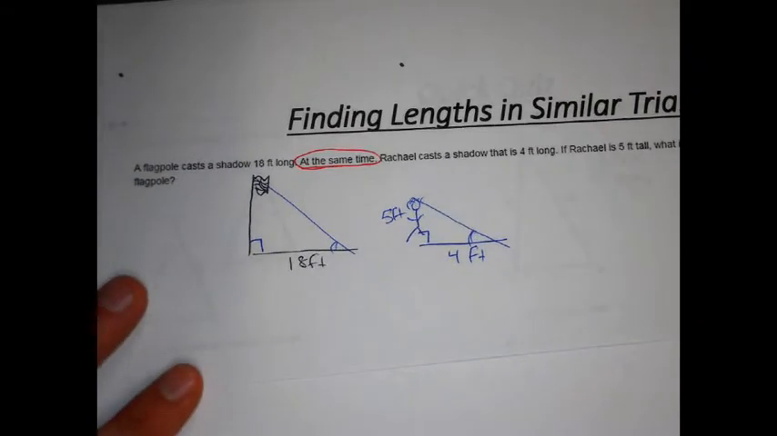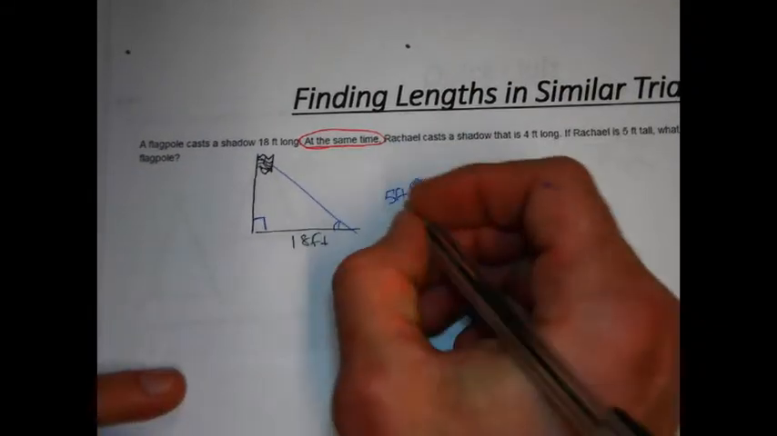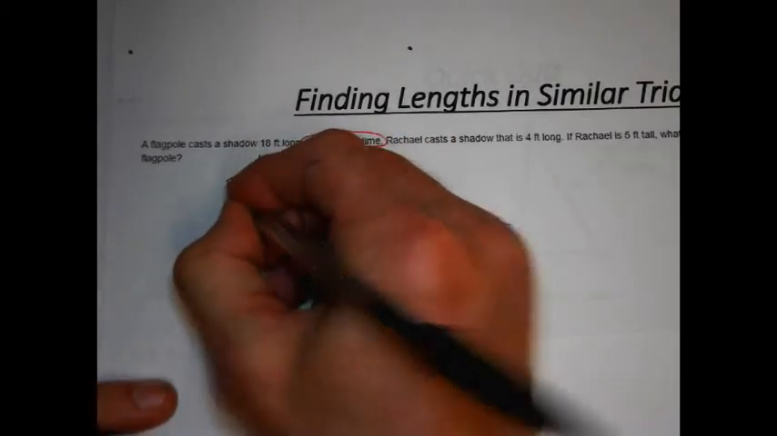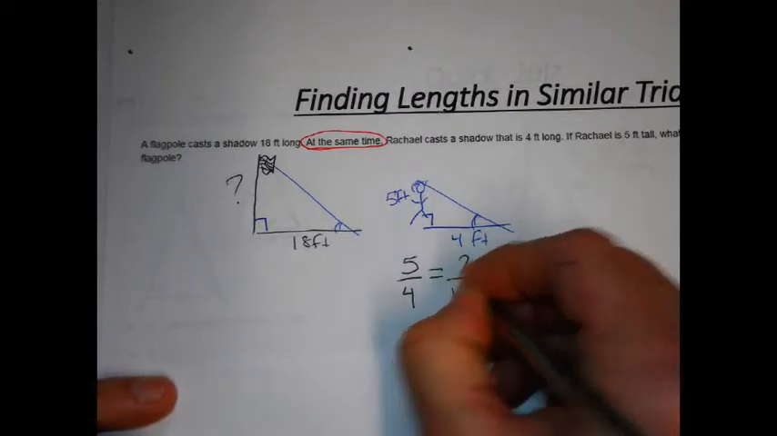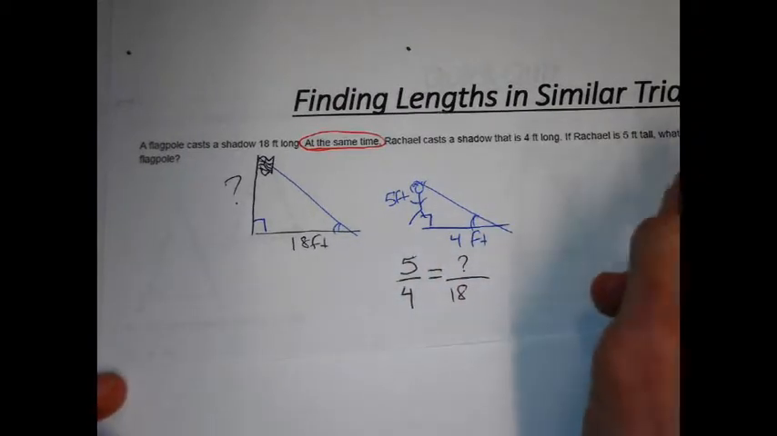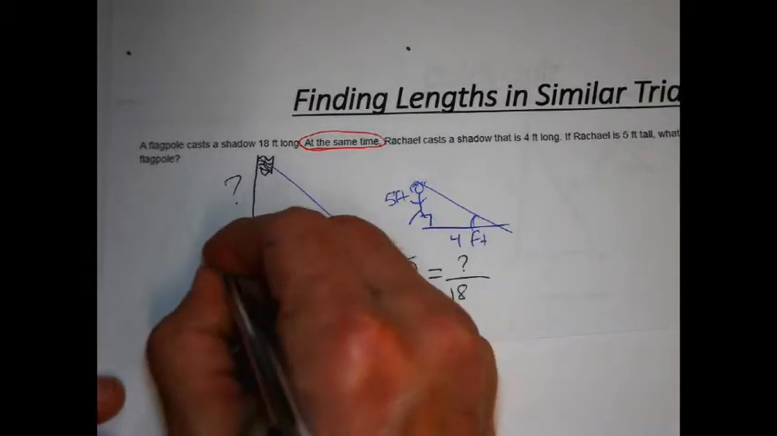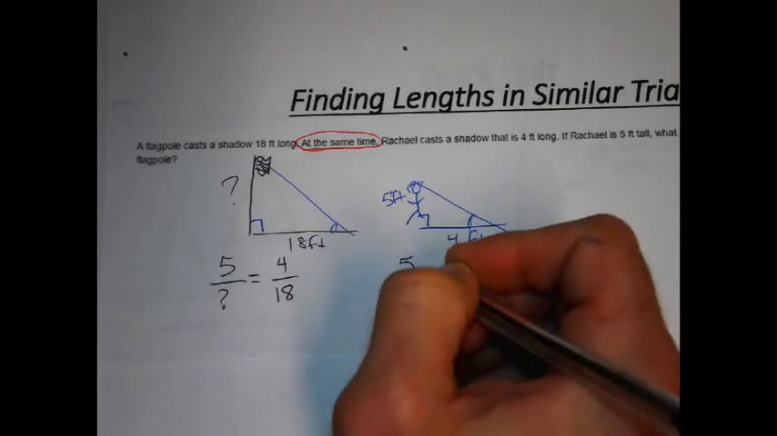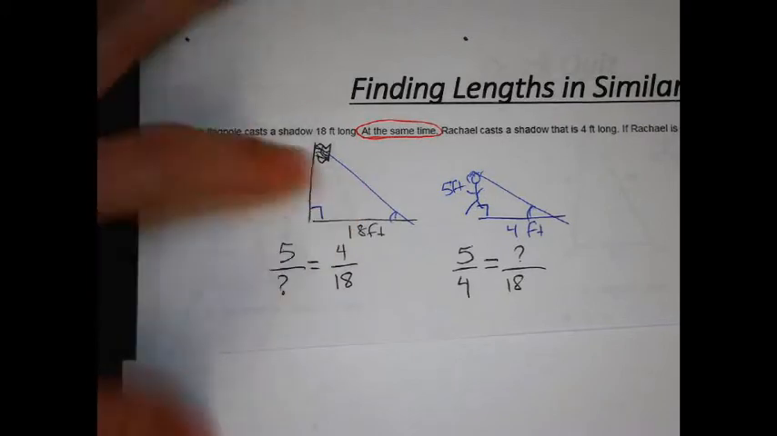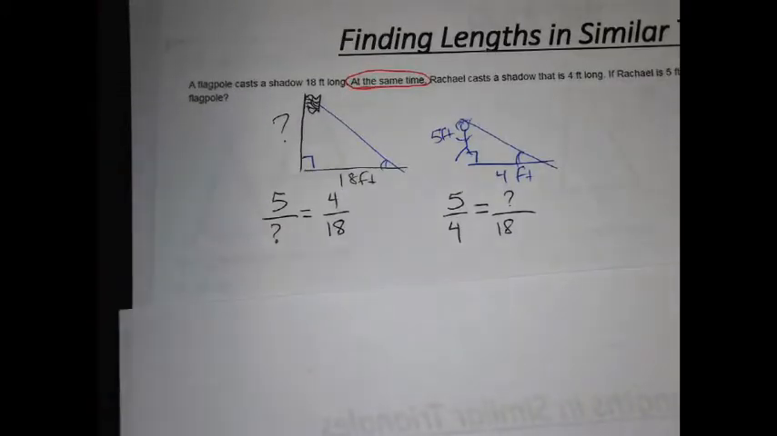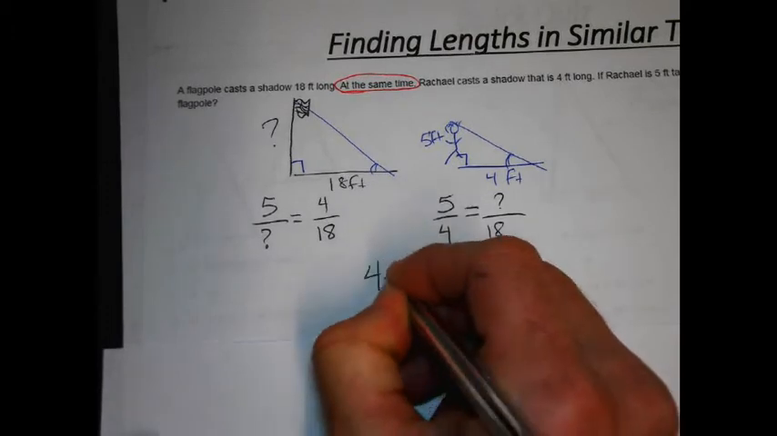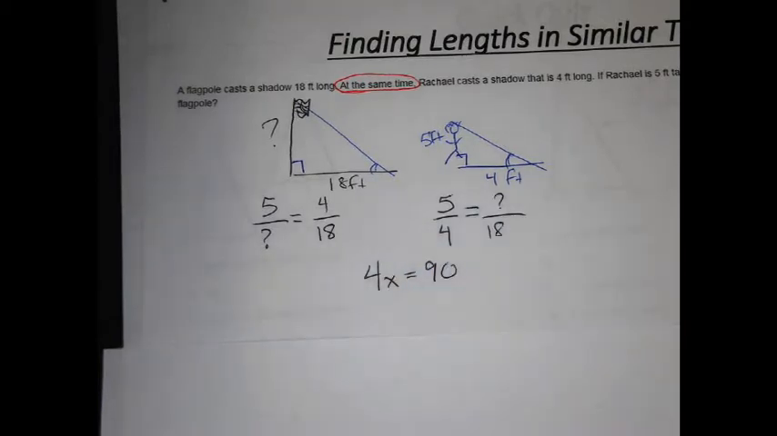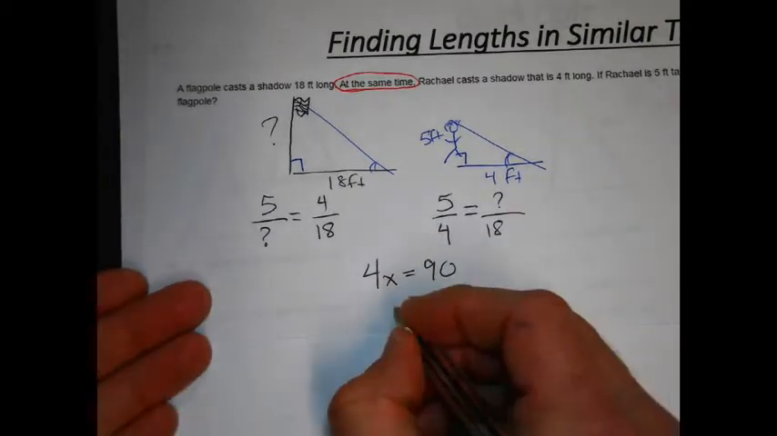Like I did in the previous example, it doesn't matter how we set it up. We can say that Rachel being 5 feet to 4 feet would mean the flagpole's height to the shadow's length. We could have that proportion. Or we could use corresponding sides: 5 feet to the length would be equal to 4 feet to 18 feet. Either way, when we set the product of the means equal to the product of the extremes, we end up with the same equation, which is 4x equaling 90. Hey, I did something in my head finally. So 4x would equal 90 because 5 times 18 is 90.